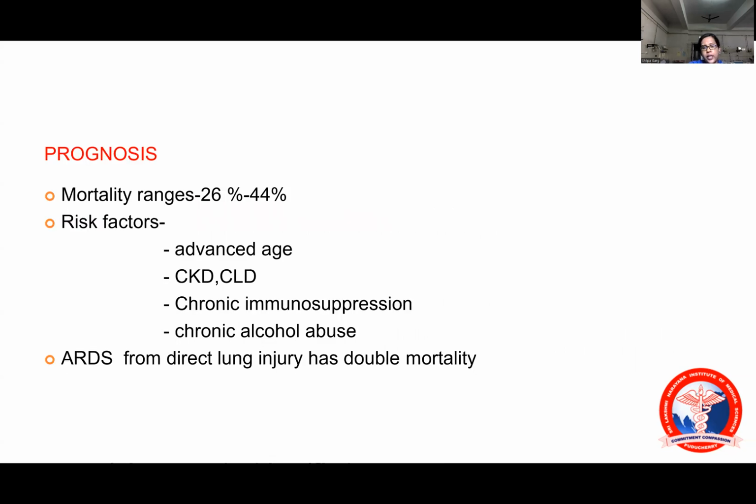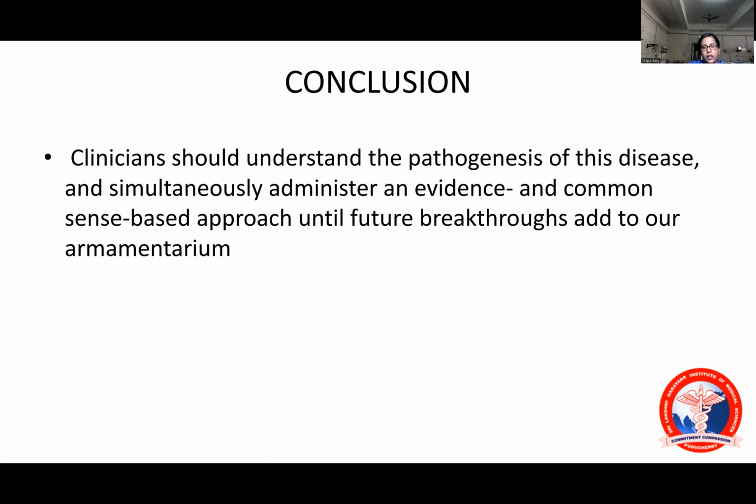Coming to prognosis, mortality is somewhere between 25 to 44%. It can also go up to 50%. The risk factors are mainly if a patient has ARDS and coexisting multi-organ dysfunction like CKD, CLD, or if the patient is elderly, or even at the extremes of age, a very young age group, or if the patient is taking steroids like chronic immunosuppression, is a known diabetic patient or any solid organ transplant patient, or chronic alcohol abuse patients, then they have more mortality than a normal age group or normal population.